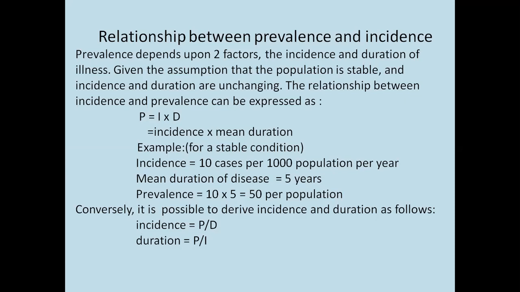For example, for stable conditions, incidence is 10 cases per 1000 population per year, and the mean duration of the disease is 5 years, so the prevalence is 10 into 5, 50 per 1000 population. Conversely, it is possible to derive incidence and duration as follows. Incidence can be derived by the formula P upon D, and duration is P upon I.